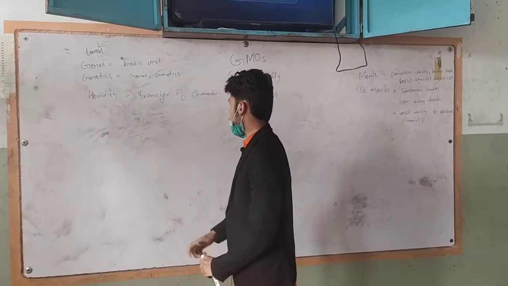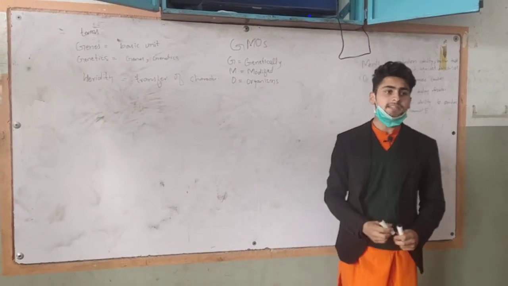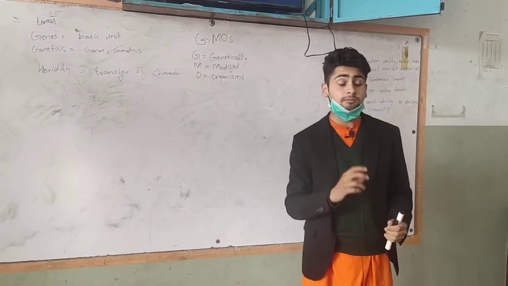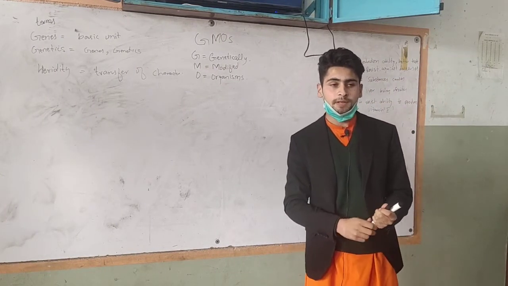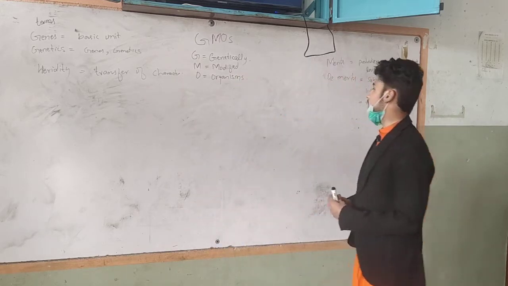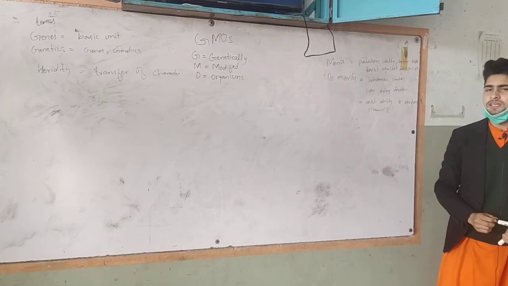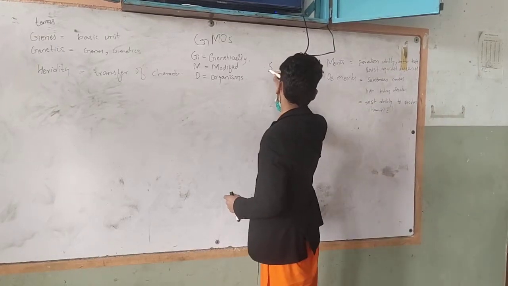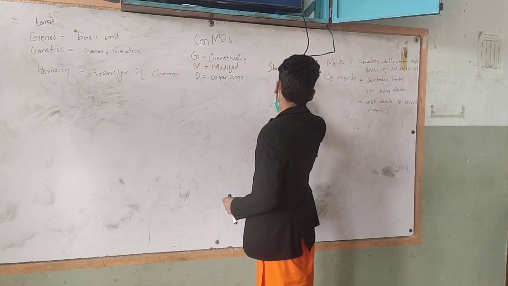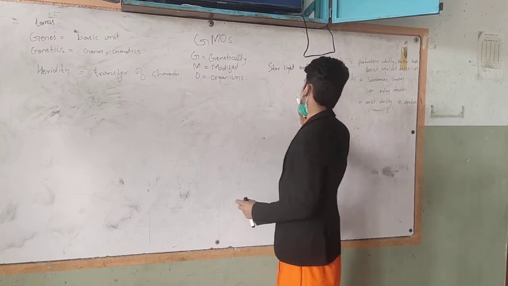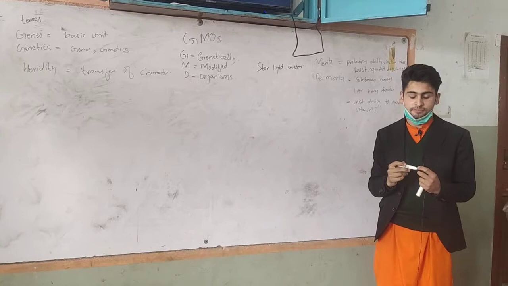Now what is heredity? Heredity is the transfer of character from parents to offspring. Now some examples of genetically modified organism. The first one is the starlight aviator. Starlight aviator was the first genetically modified organism.